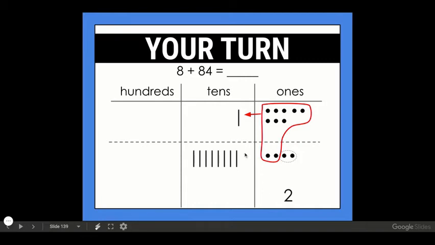Okay, now let's count how many 10s we have. We have 1, 2, 3, 4, 5, 6, 7, 8, 9. You have to count our new one too. So we have 9 10s. So again, you don't have to do the little dotted line circle. You'll just write the 9 down at the bottom. So 8 plus 84 equals 92.